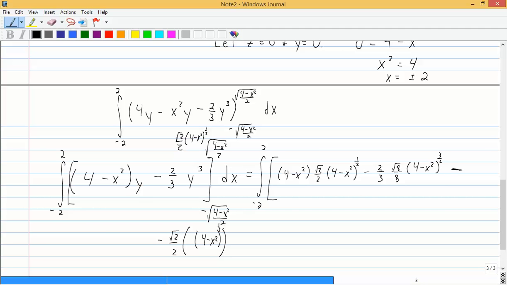So it's going to be minus, and then plugging in the bottom boundary is going to make the first term negative, right? I'm going to have 4 minus x squared times negative square root of 2 over 2 times 4 minus x squared to the 1/2. And then I'm going to have minus 2/3, but then let's see what happens. Since I'm plugging in a negative and cubing it, I'm going to get a negative out. And so that's going to be a plus because there's already a negative in front right here. Same, square root of 8 over 8 times 4 minus x squared to the 3/2.